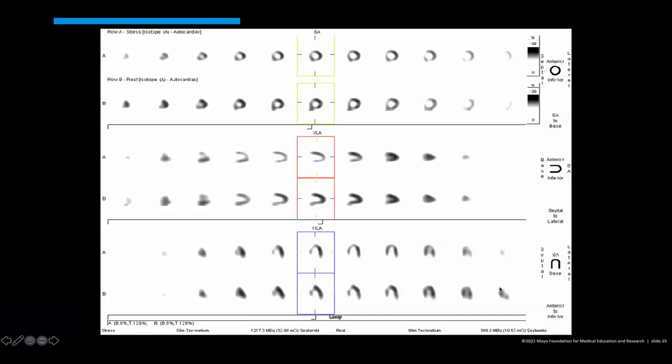Let's see. I don't know if I see any perfusion defects. Maybe there is something along the septum, but I feel like it's there at stress and rest. What's catching my eye is the size of the ventricle looks big. We usually look at these in colors. I'm not used to looking at them in black and white.